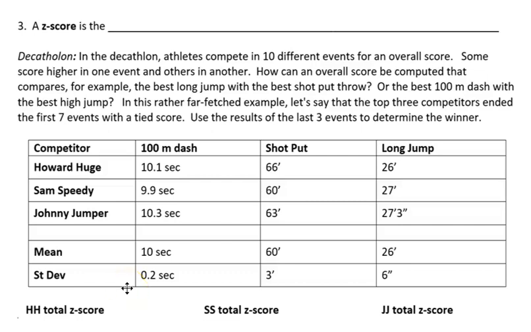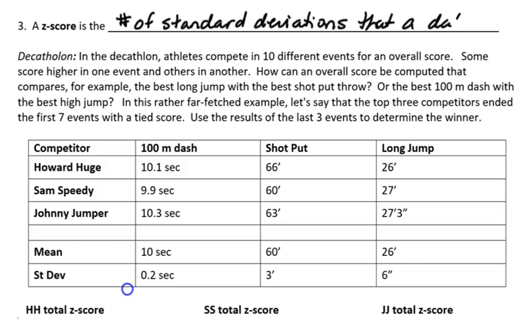Now we're going to look at z-scores. A z-score tells us the number of standard deviations that a data value is from the mean. This is a type of standardized score. Now, one of the ways that a standardized score, like a z-score, is useful is to compare unlike quantities.